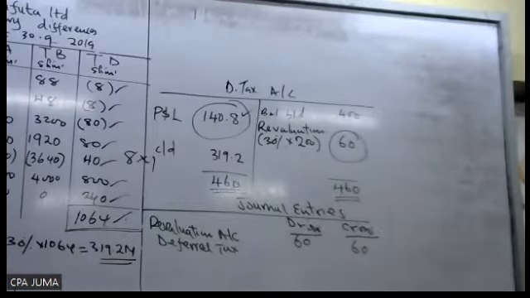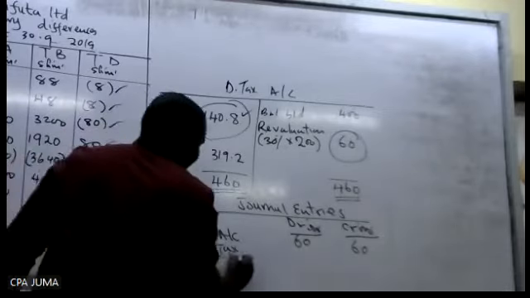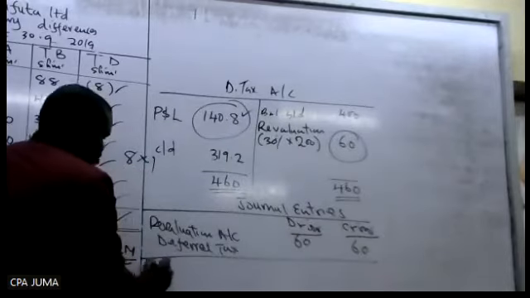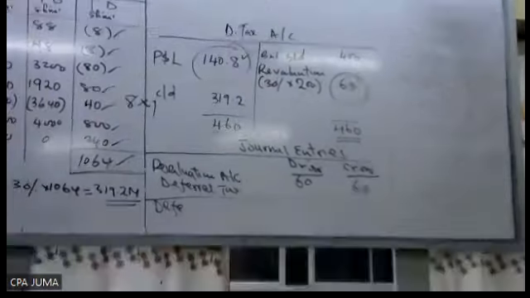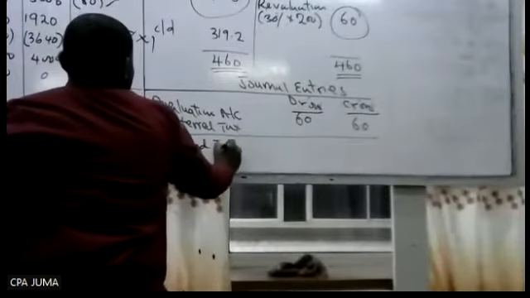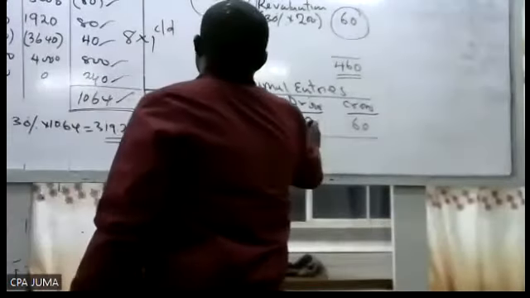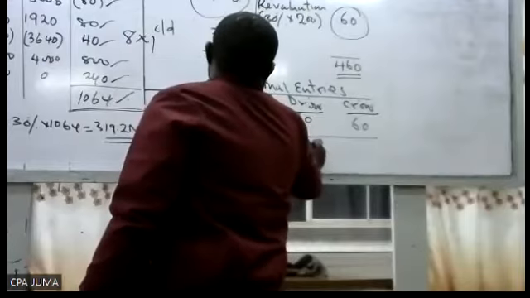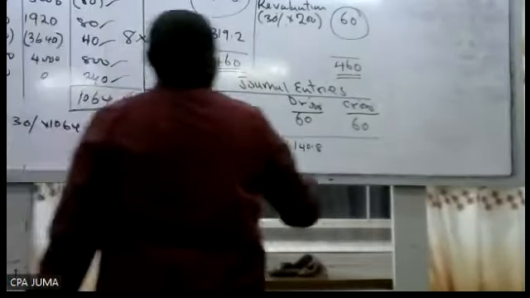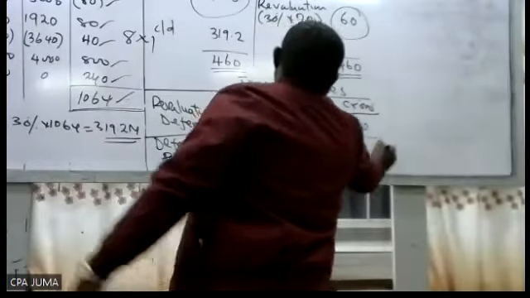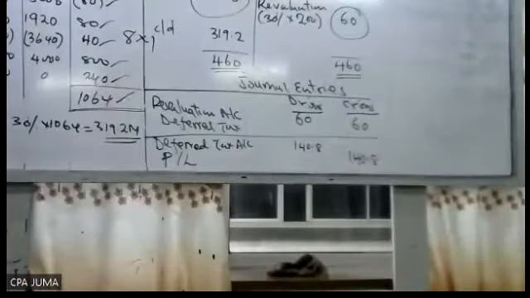Then we pass this other one. This other one, we have debited deferred tax account with 140.8. So I'll credit which account? Yeah, sure. With 140.8 to record deferred tax income. That is an income, deferred tax income for the period.